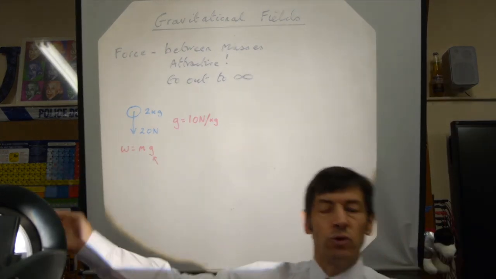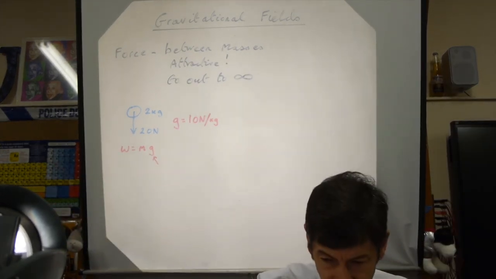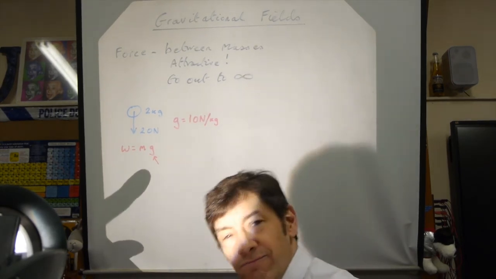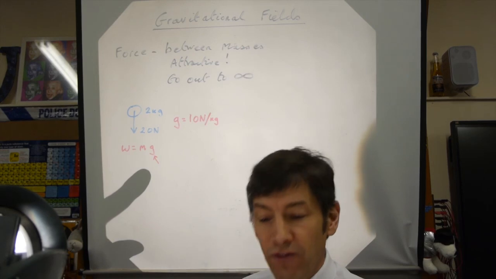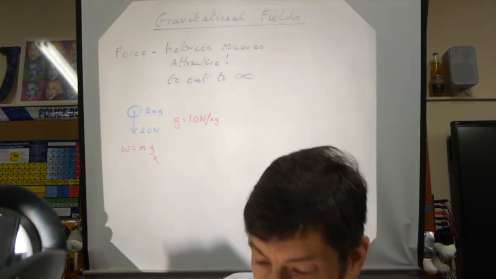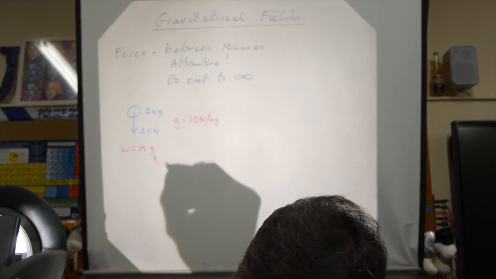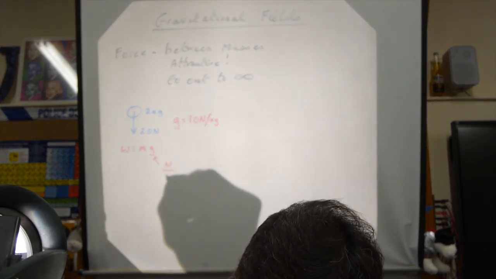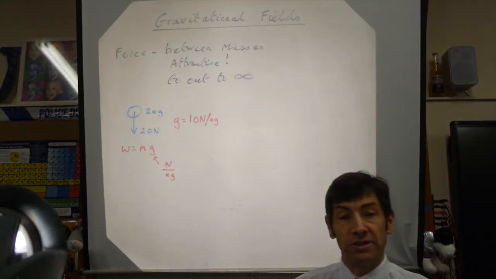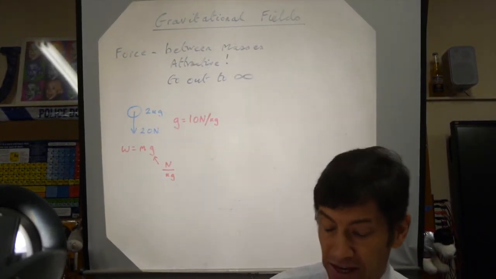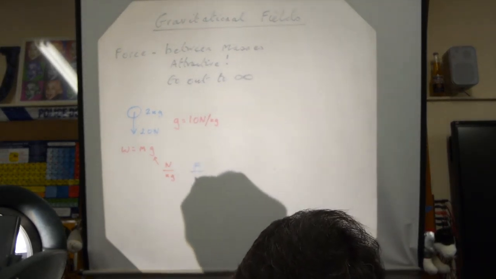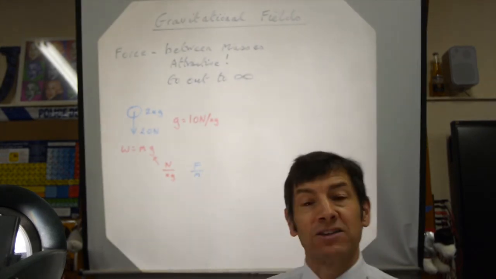What is it on the moon? What is it by the sun? What is it near a galaxy? So the gravitational field strength can have so many different values because it tells you this. It tells you how many newtons, I'm writing it in a slightly childish way, per kilogram at that point in space. It tells you the force per unit mass.